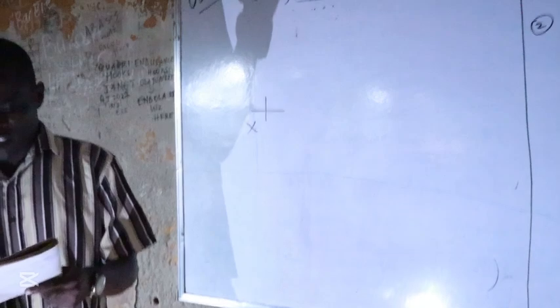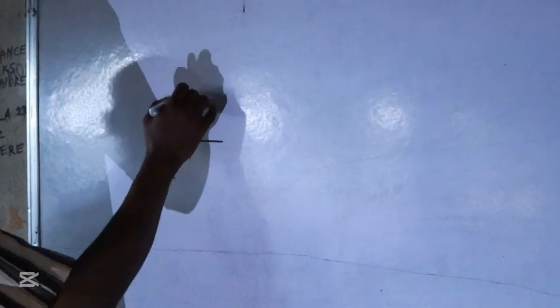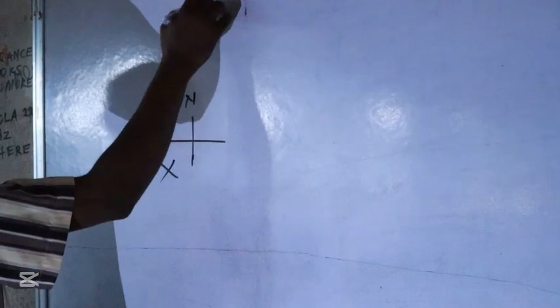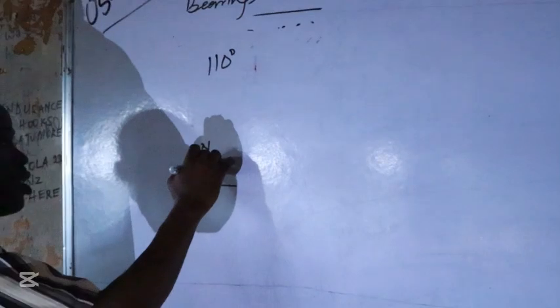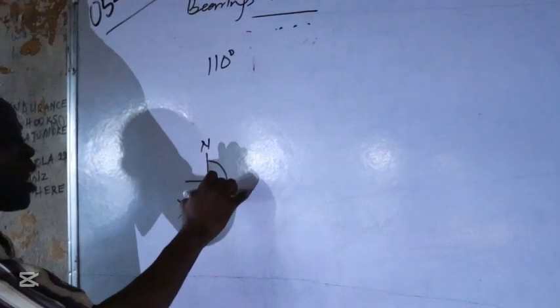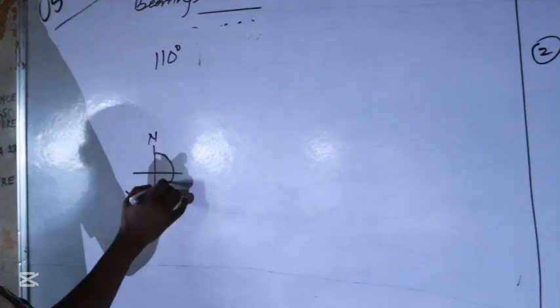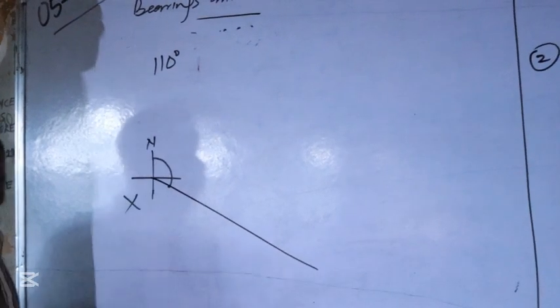Okay, so if the bearing of Y from X is 110, so this is north. 110, using 110 here is a three-figure bearing. And you start from the north. This is the north. 110 is less than 180. You stop on this point and draw the line.